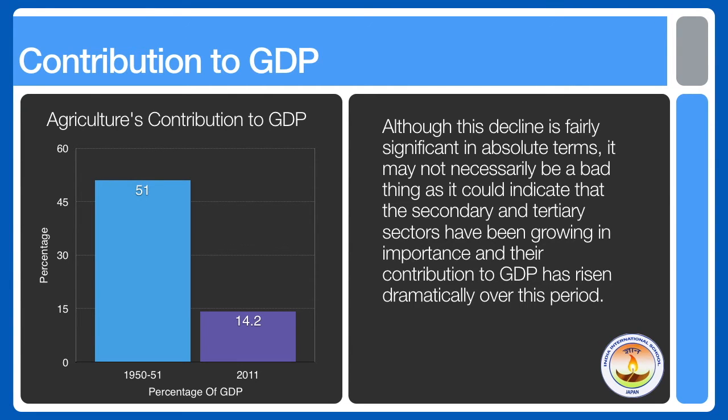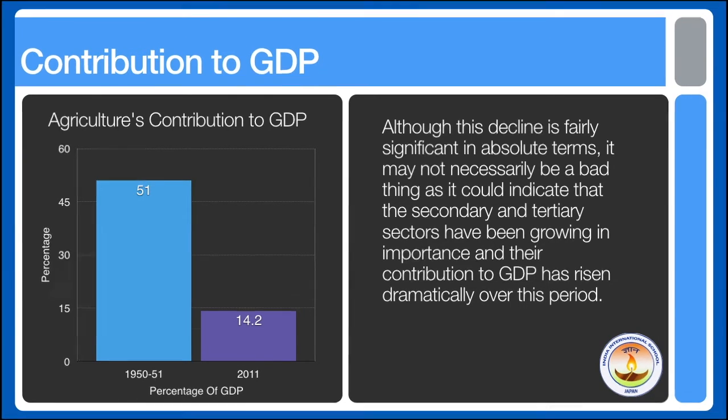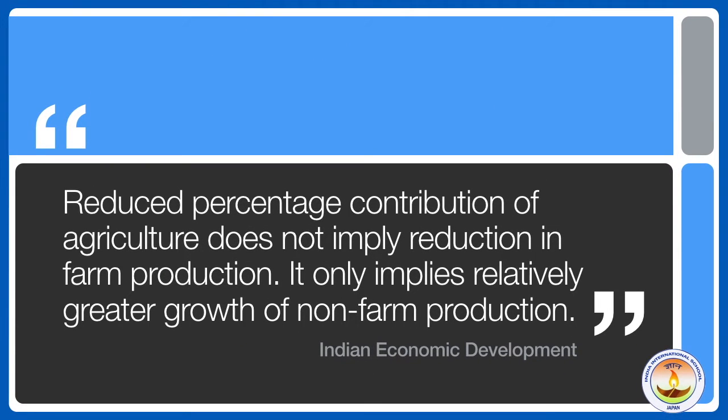What you really need to know here and take a close look at and remember is that although there's a reduced percentage contribution of agriculture, this does not imply a reduction in farm production. It only implies relatively greater growth of non-farm production. So in simple terms, what this means is agriculture's level may have stayed put, but the other areas of the economy have started to grow rapidly, so its share of total GDP as a percentage has fallen, but not its gross value. All right, with that said, let's move on.